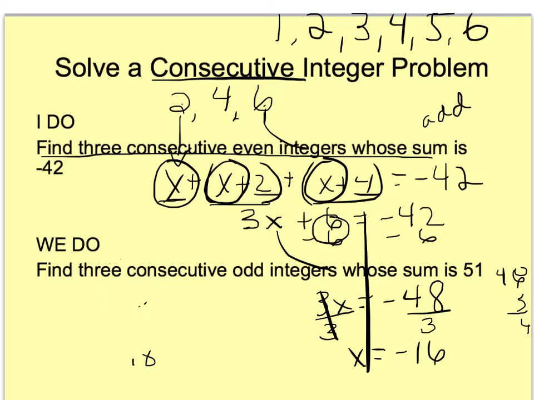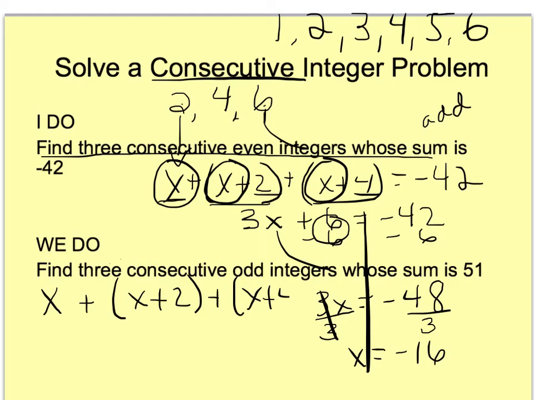So now that we have x is equal to negative 16, let's go ahead and plug into our original equation. Okay? So I'm going to rewrite it over here. This is what we had. Our first number, our second number, and our third number. Okay? So now instead of x, I'm going to type in negative 16. Okay? For all of them.